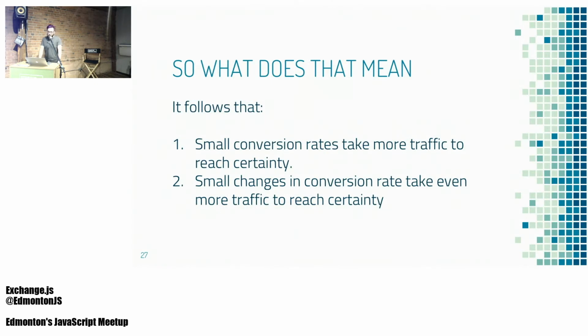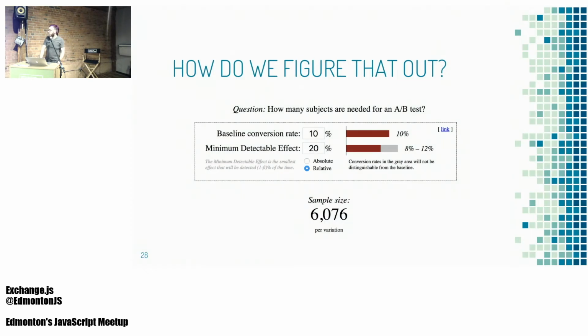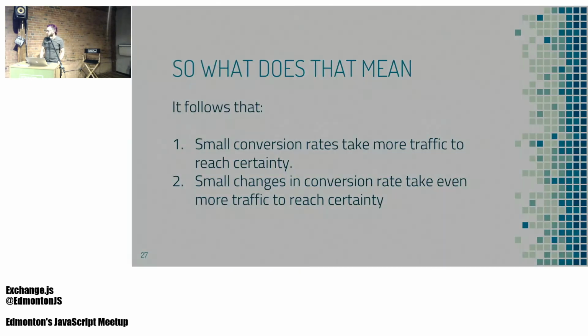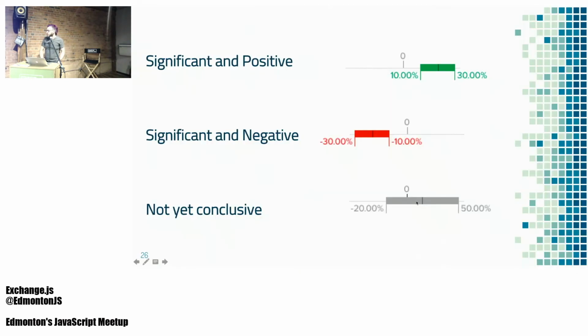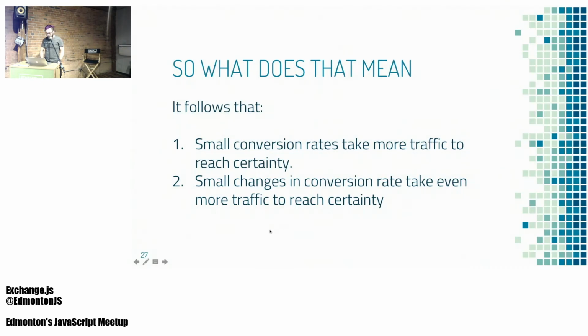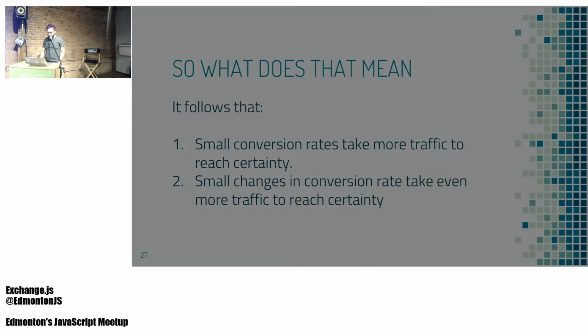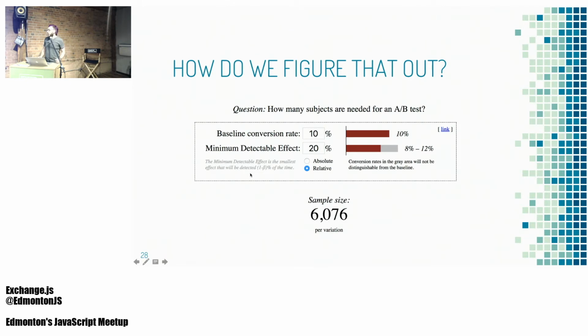So it follows that when this bar is smaller, it takes more visits to sort of iron out where that is. And when it's closer to 0, it also takes more visits to iron out where that is. So small conversion rates take more traffic to reach certainty, and small changes in conversion rate take even more traffic to reach certainty. So how do we figure this all out?